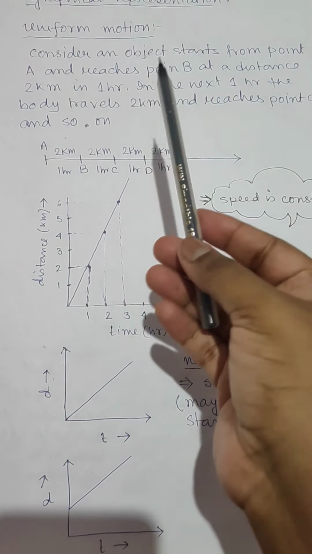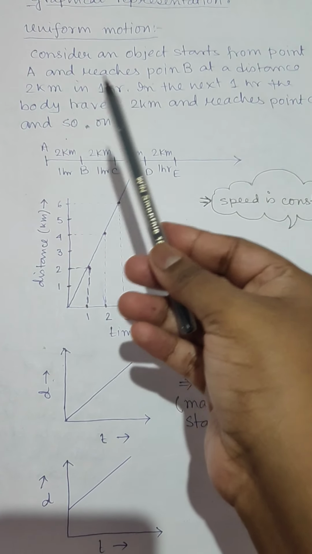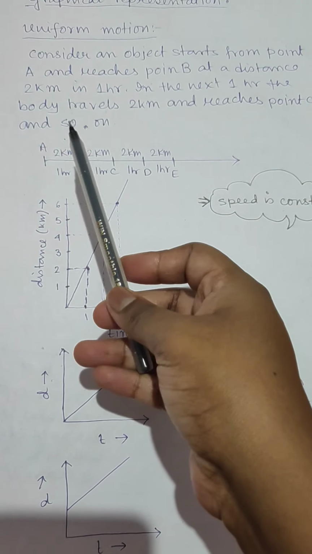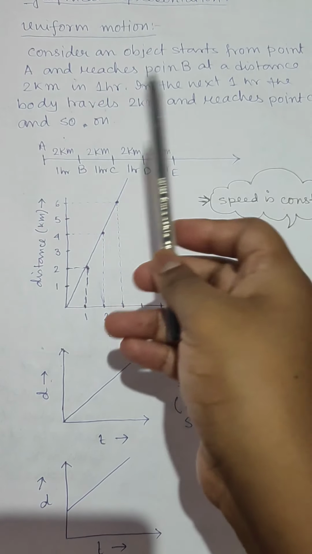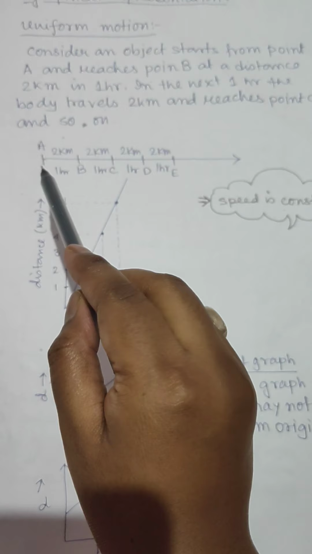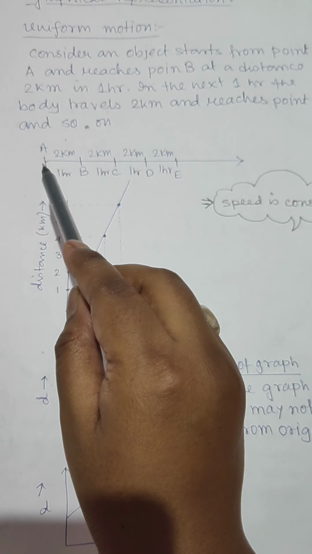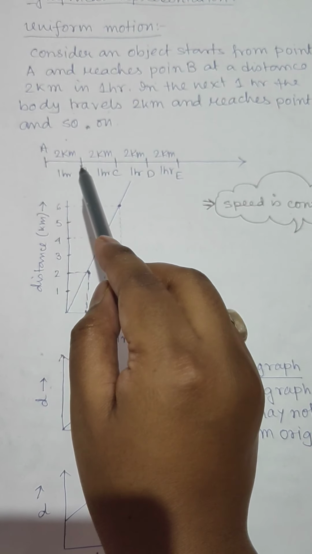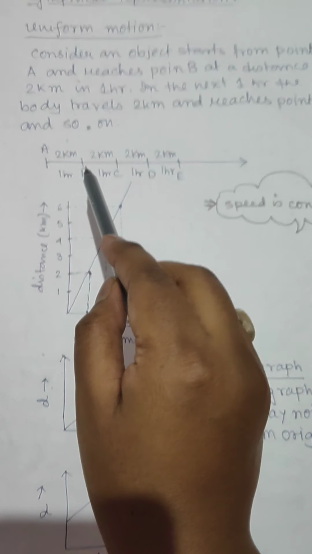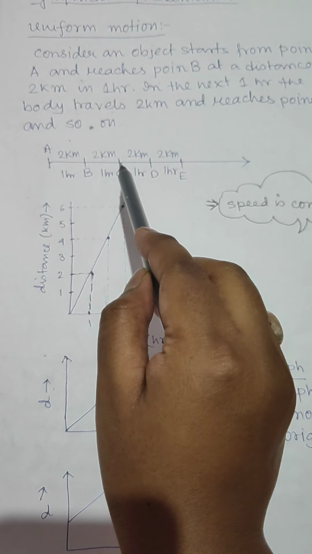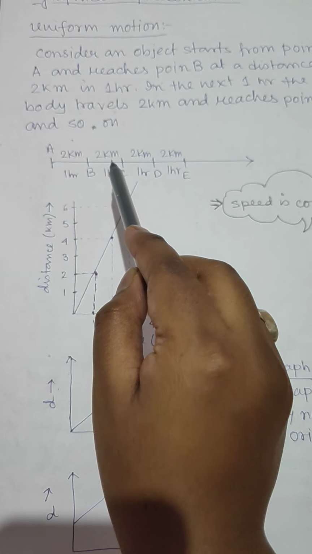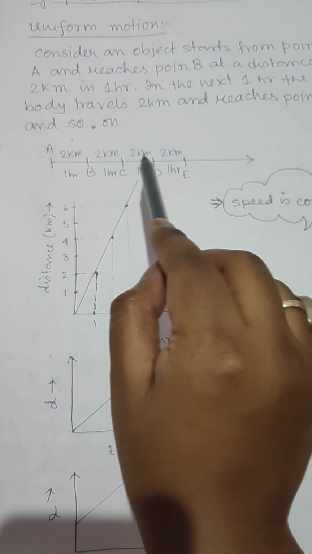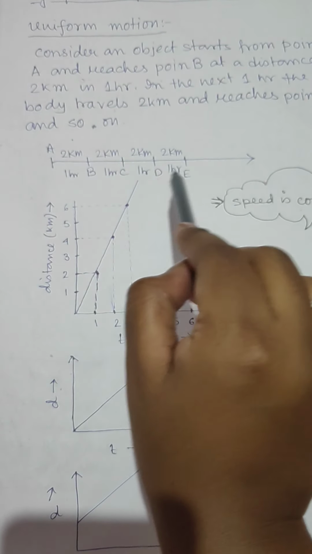Uniform motion. Let's consider an object that starts from point A and reaches point B at a distance of 2 km in 1 hour. In the next 1 hour the body travels 2 km and reaches point C, and so on. This means the object is at point A, and after 1 hour it reaches point B. Points A and B are at a distance of 2 km, and again after 1 hour the object reaches point C, which is again at a distance of 2 km, and so on. So this motion is a uniform motion, that means equal distance is traveled in equal intervals of time.